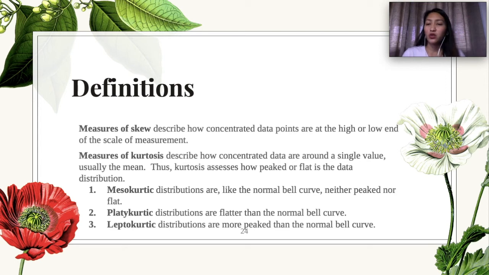Mesocortic, platycortic, and leptocortic. Ang mesocortic, ito yung normal bell curve. Hindi ito sobrang tayog, hindi rin naman ito sobrang flat. Kumbaga ay neutral lamang. Ang platycortic naman, ito yung flatter than the normal bell curve, kaya nga siya platycortic. Ang leptocortic naman, ito ay mas matayog than a normal bell curve.